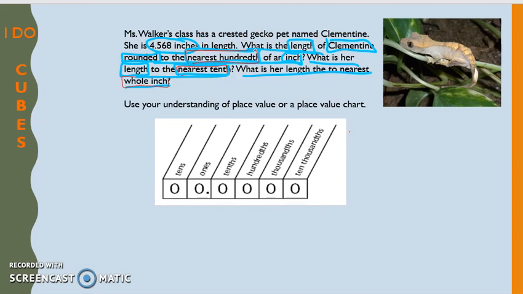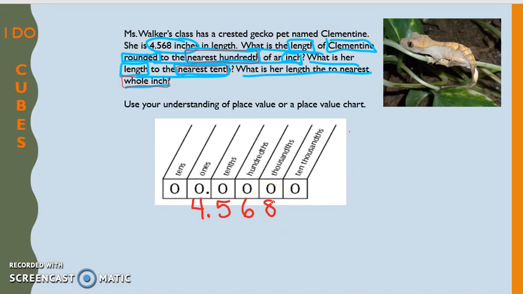So the first thing that we're going to do is write out our number. You can use your understanding of place value or you can use the chart. So I'm going to write the number 4.568 below the place value chart. And I'm going to start the 4 here because that's in the ones place. Then we have our decimal, 5 in the tenths, 6 in the hundredths, and 8 in the thousandths. Okay, now we're ready to get started.